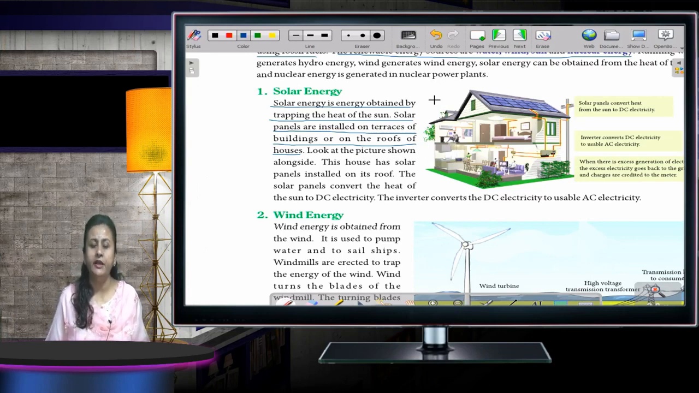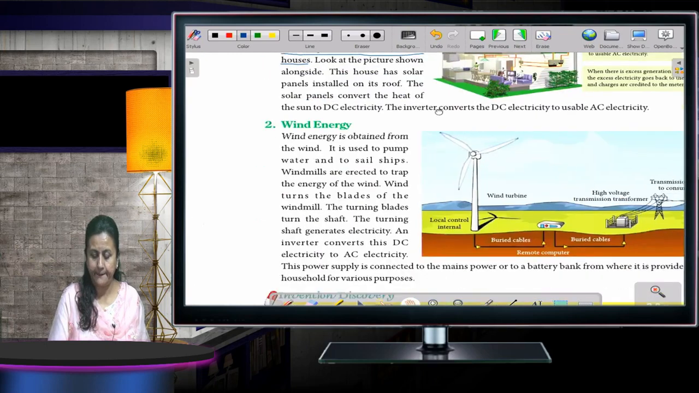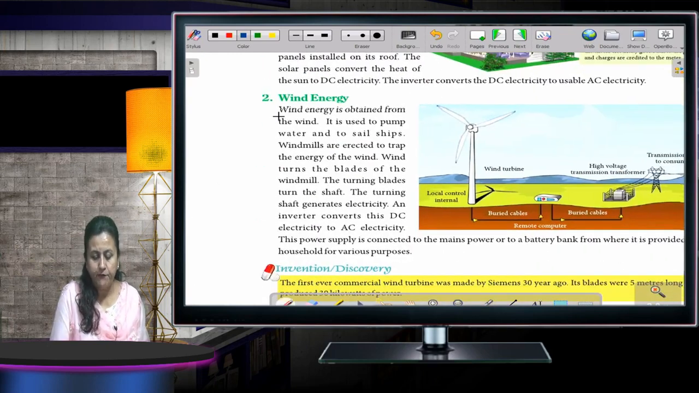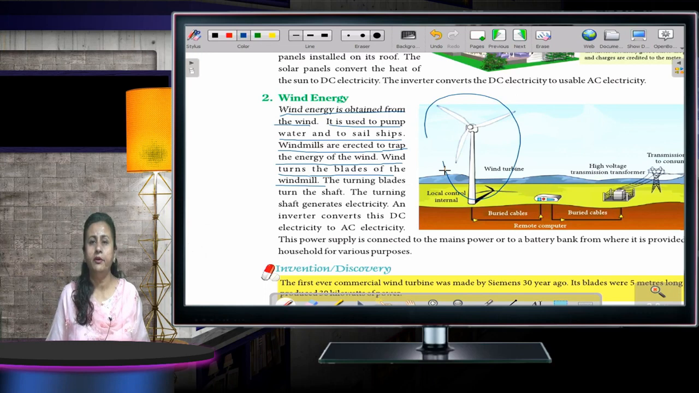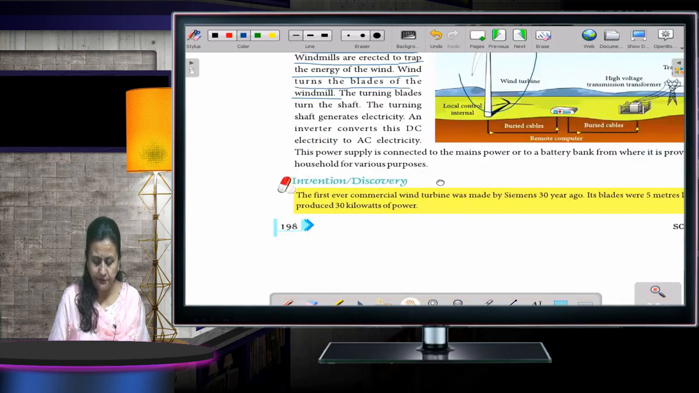Now we'll talk about wind energy. Wind energy is obtained from the wind. It is used to pump water and to sail ships. Windmills are erected to trap the energy of the wind. Wind turns the blades of the windmills. Children, you must have seen, when you go to places where it is all open, plains, you find these sorts of windmills. We are using the wind energy and making electricity, or using that energy in some form or other. Now the next one.